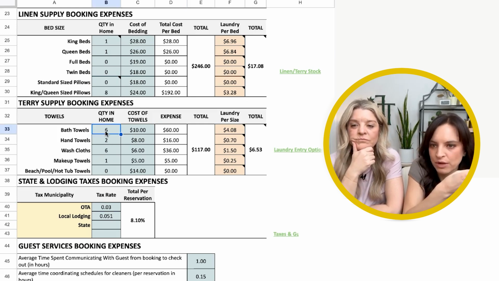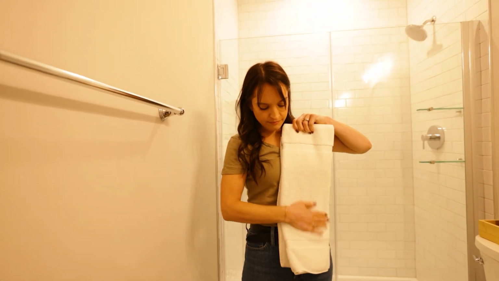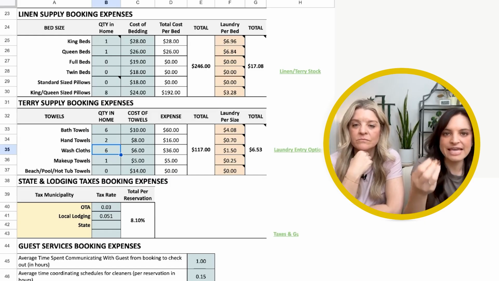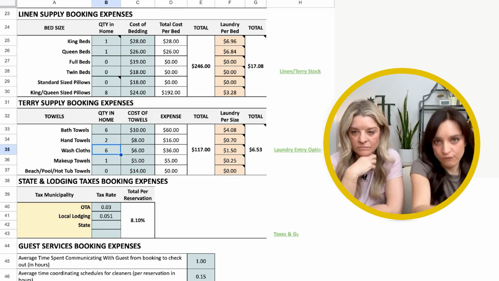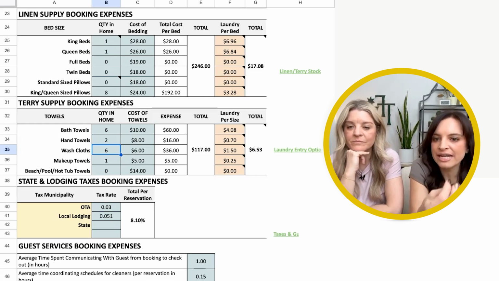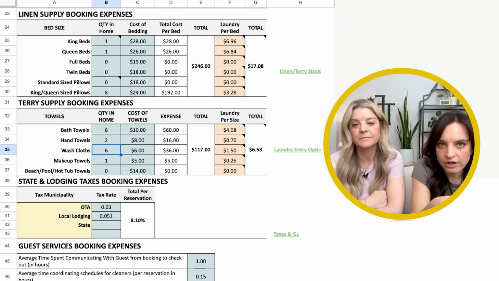So how many bath towels do I put per stay? How many hand towels do I put per stay? How many washcloths? Maybe you put a whole bunch of washcloths out in a big basket and the guest can just take them. So you wash all of them for every stay. So put that amount of washcloths on your spreadsheet and just get an idea of how much it costs to launder your linens and your bedding and your bedding supply.